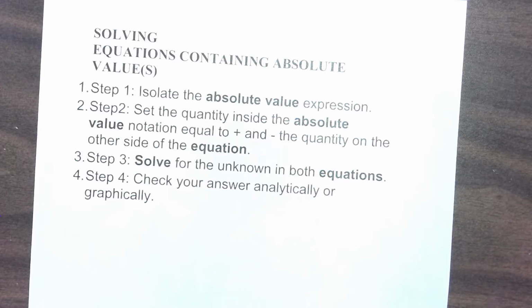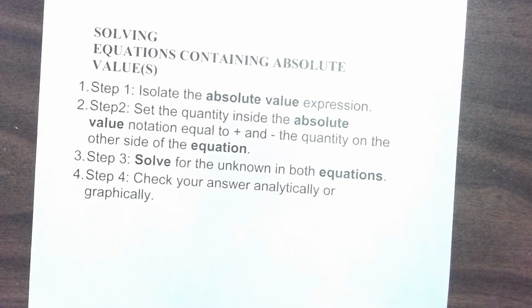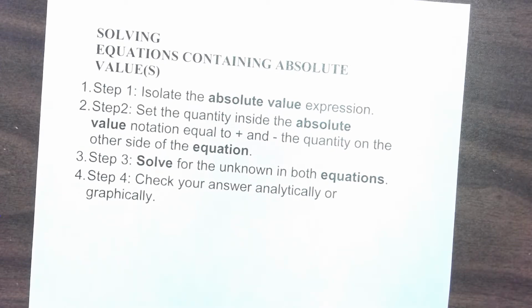And so it's going distances, distance right and distance left. The absolute value is never going to be negative. You're never negative distance. And then step 3, solve for the unknown in both equations. And then 4, we're going to check our answer analytically or graphically. Mostly today we're just going to check analytically and go back and see, does my answer make sense? So let's get started.